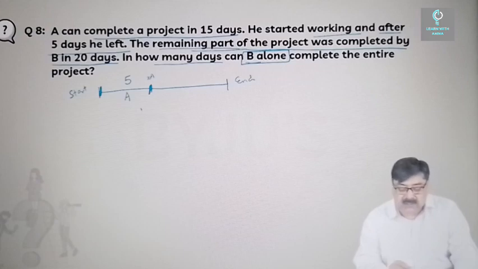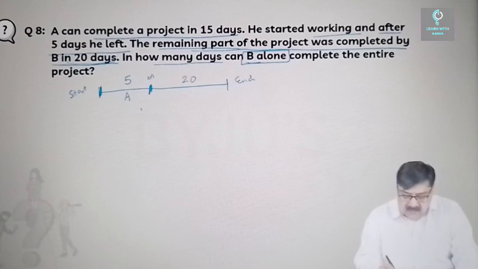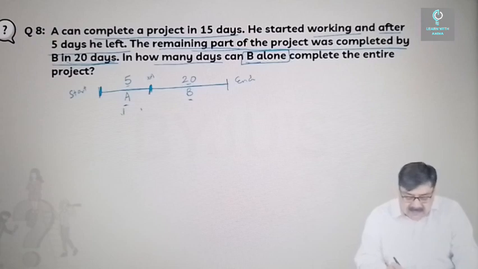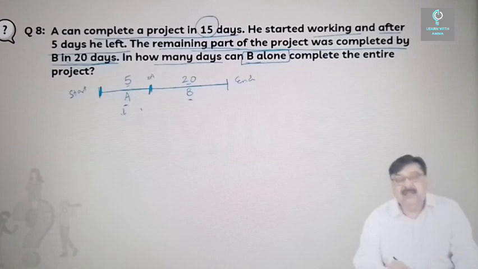Now what happened here? Remaining part of the project was completed by B in 20 days. So B here was the person who worked for 20 days. So just above the line, I am writing the number of days worked by individuals. Just below the line, I am writing their names. So simple as that. 5-day work of A. Now A completes the work in 15 days. He can complete the work in 15 days. So his 1 day work will be 1 by 15.